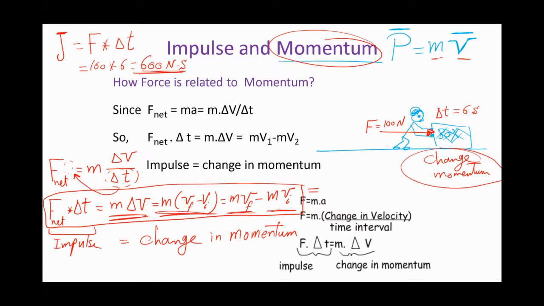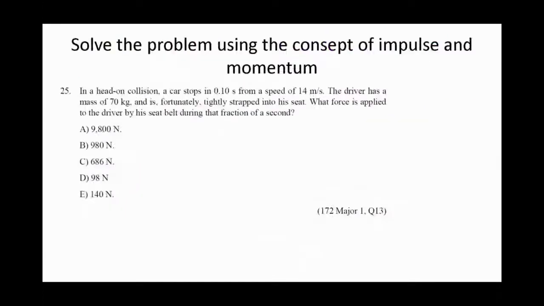Or some people might say P final minus P initial, final momentum minus initial momentum. It's okay, you can also say it. Okay, guys? So this is the relation between impulse and momentum.